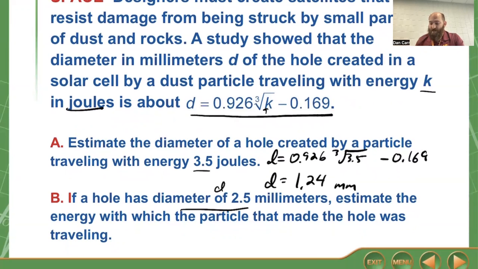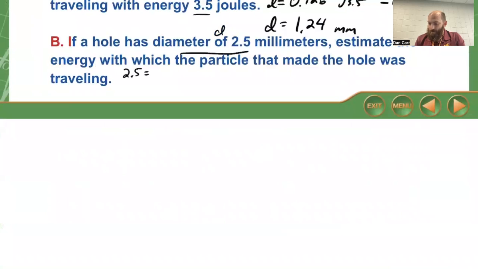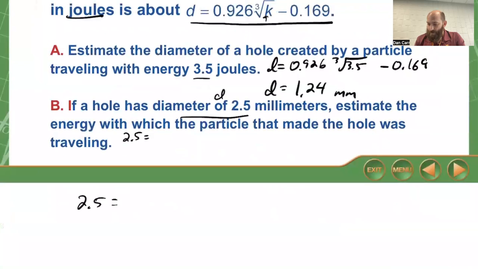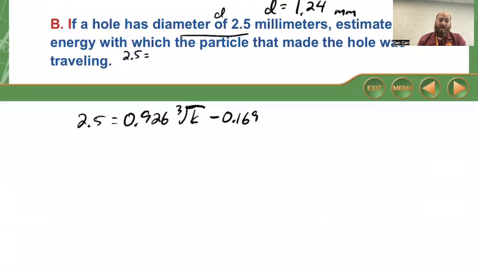All right, so for the next one, if a hole has a diameter, so we got D here, of 2.5 millimeters, estimate the energy with which the particle that made the hole was traveling. So we're going to say 2.5 equals, I'm actually going to add a page here because it's going to be a little bit more work. Okay, so I'm going to say 2.5 equals my function there. 0.926 cube root of K minus 0.169. Okay, so my solving process looks a lot like what you've done in the past. The biggest thing is, how do I undo this? So we'll get to that in just a minute.